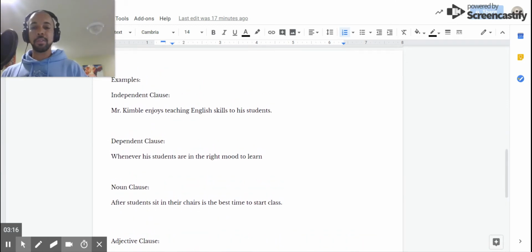So what we're paying attention to is, does it have a verb? Does it have a subject? Does it have a complete thought? And does it make sense? If it does not make sense, then it would be a dependent clause. Mr. Kimball enjoys teaching English skills to his students. I recognize that the word enjoys is a verb there, not teaching. I know that's one of those confusing things. We were talking about verbals in our basic definitions. That, in fact, would be one of the verbals, not the focus of this conversation, so I'm not going to spend more time on that. Enjoys is, in fact, the verb.